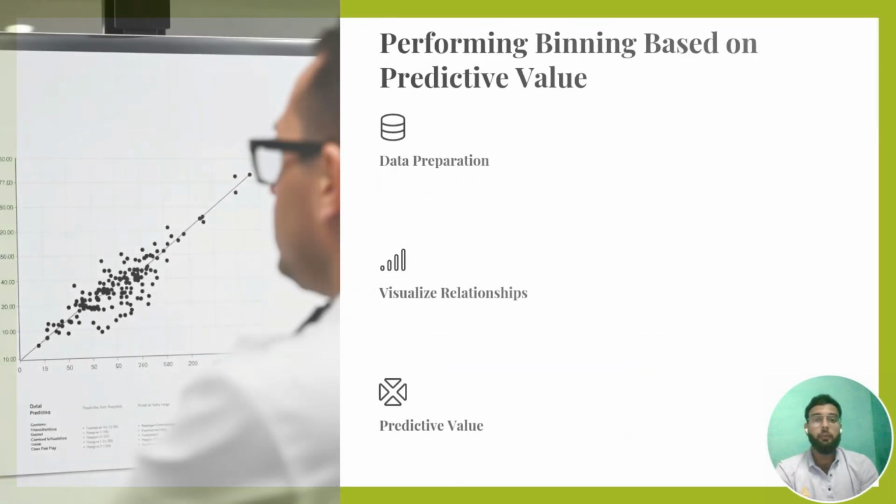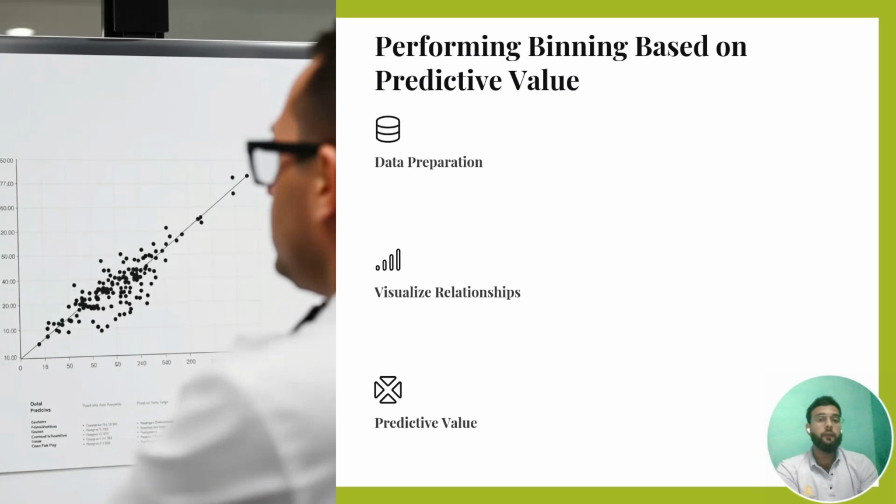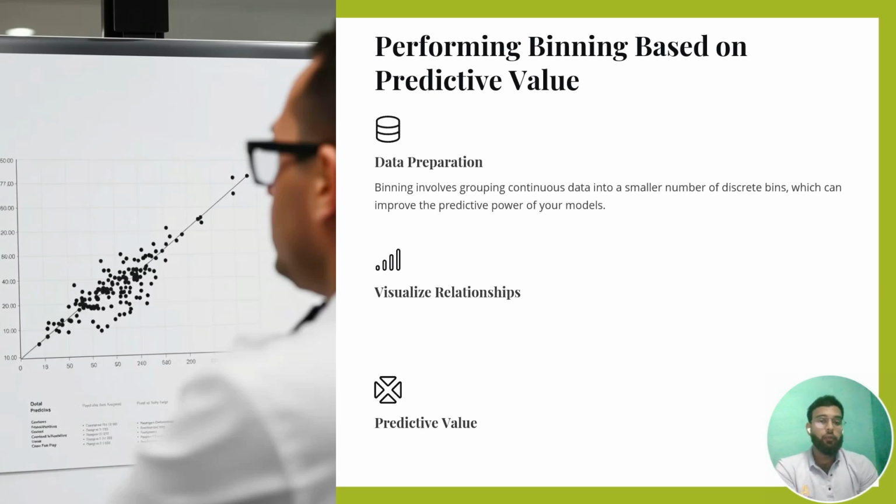Now we'll talk about performing binning based on predictive value. So first we have data preparation. Binning involves grouping continuous data into a smaller number of discrete bins, which can improve the predictive power of our models. So by data preparation, we can improve the predictive power of the models.